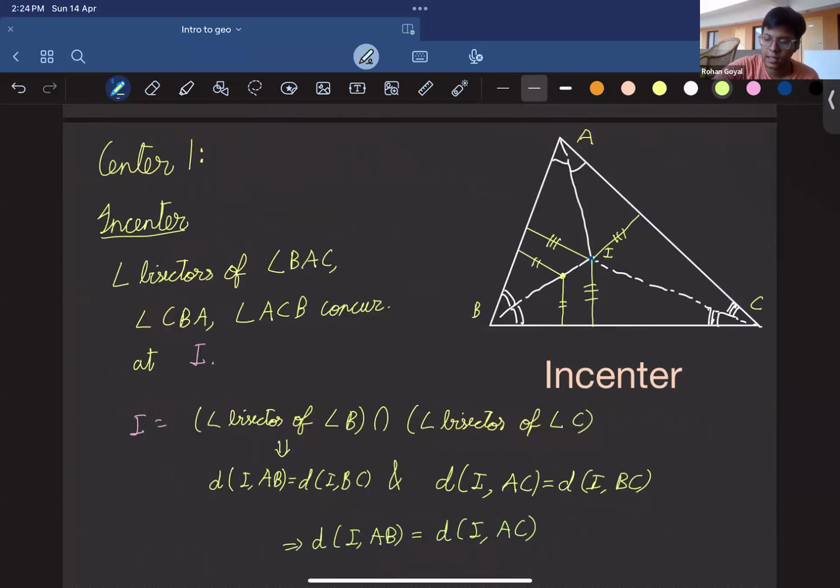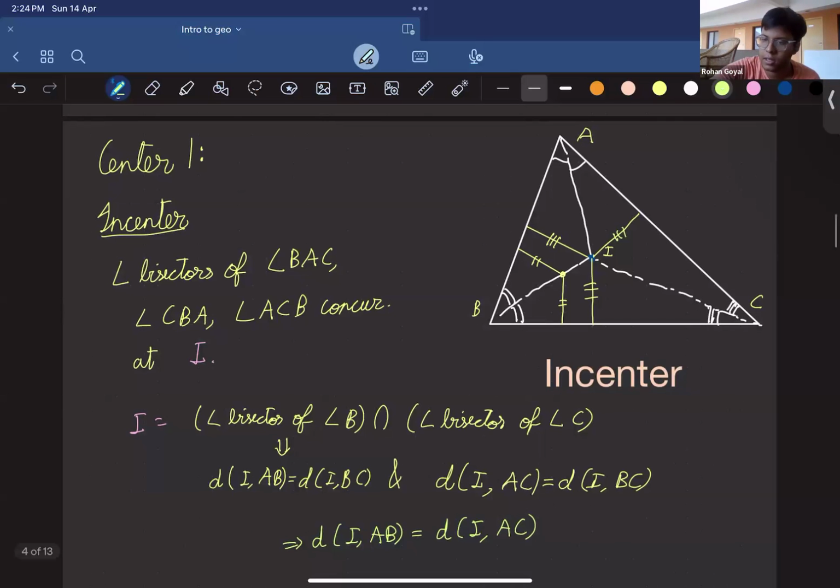Yeah, so for the incenter, we have the same thing. We want to show that these three angle bisectors concur. So we find that if a point is on the angle bisector, it's actually equidistant from the two sides. That's the first thing we observe. That I'll let you prove. It follows using congruency. I'm not proving that right now for time reasons.